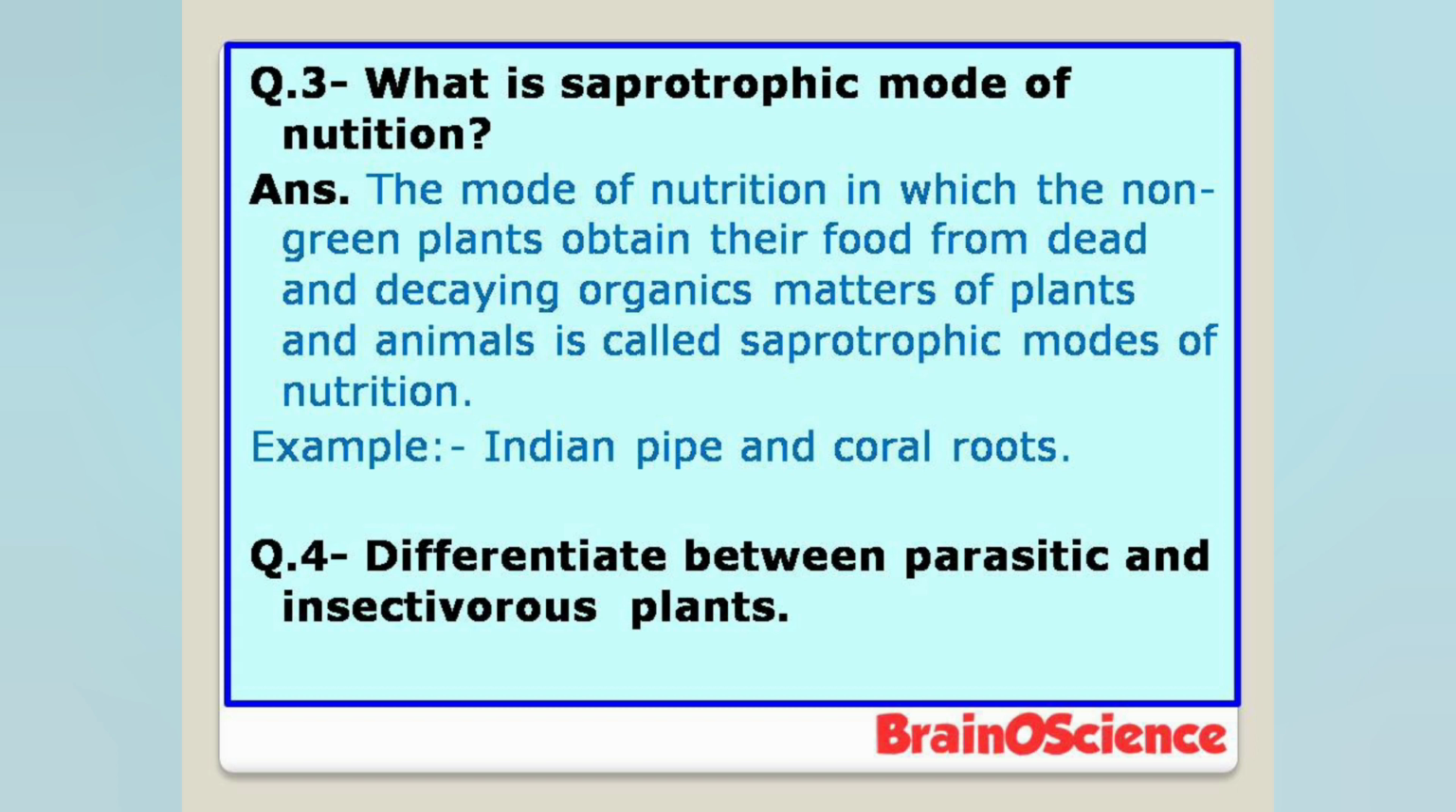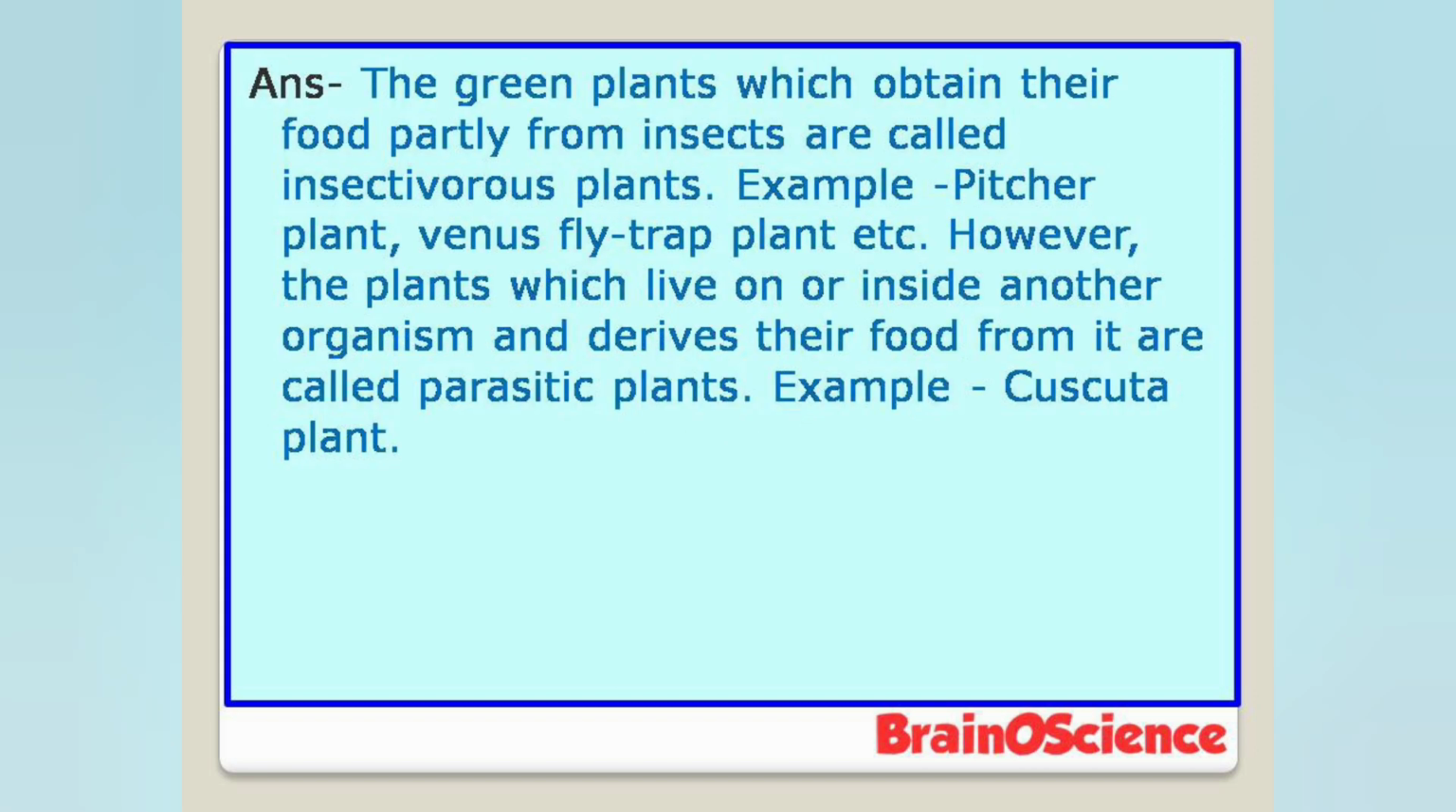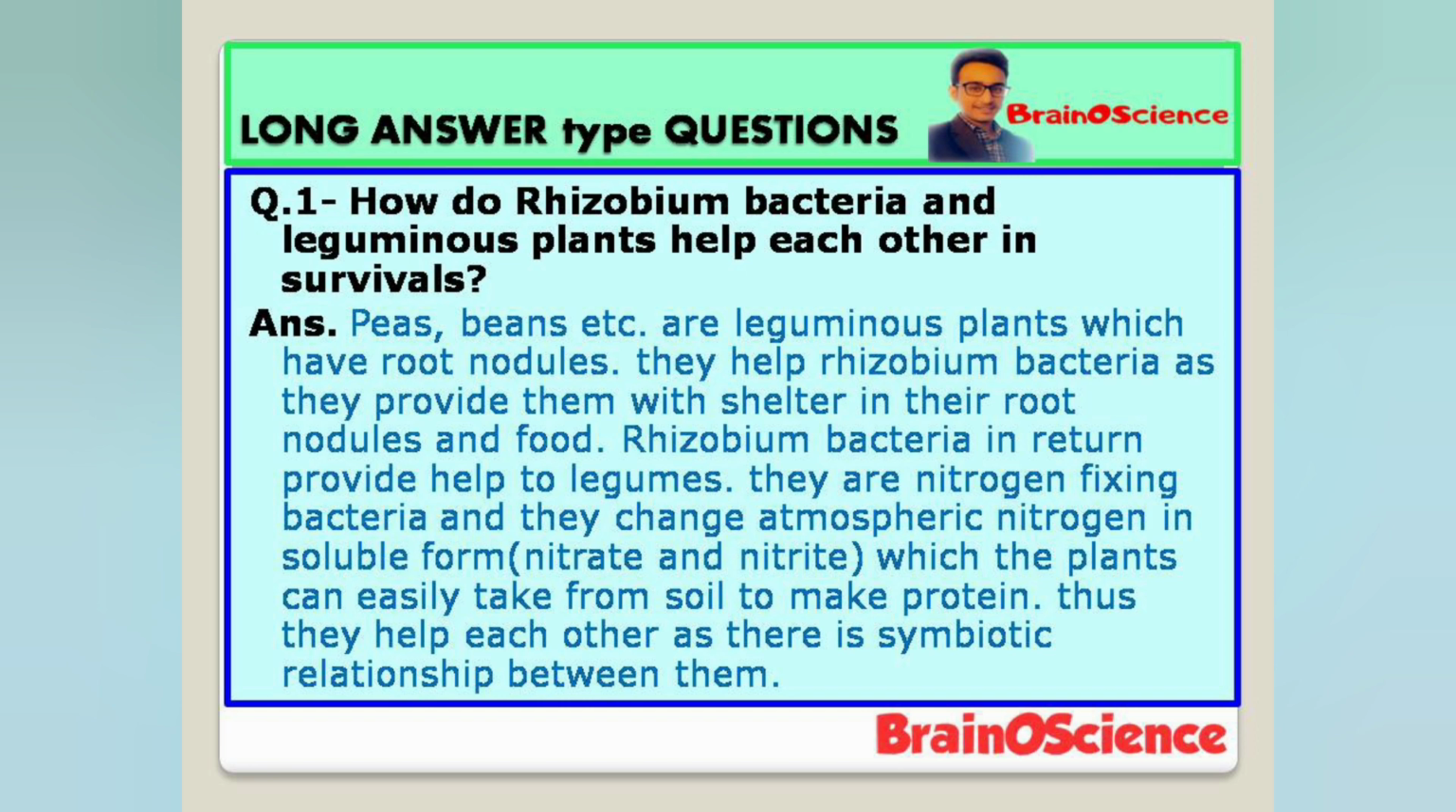Question number 4: differentiate between parasitic and insectivorous plants. Answer is the green plants which obtain their food partially from insects are called insectivorous plants. Example, pitcher plant, Venus flytrap plant, etc. However, the plants which live on or inside another organism and derive their food from it are called parasitic plants. Example, Cuscuta plant.